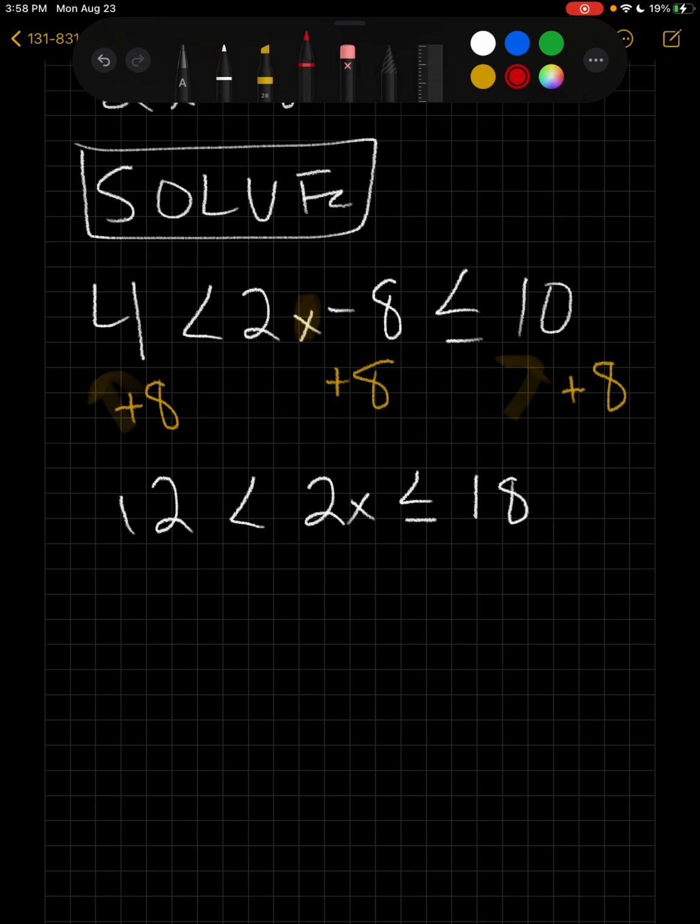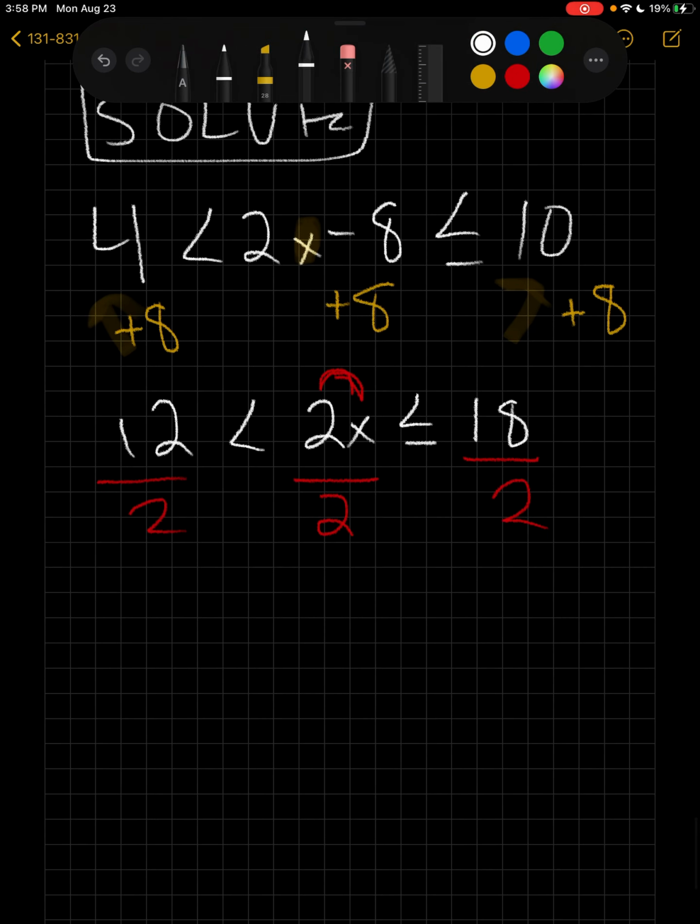And here I have 2 multiplying by x. The opposite of multiplication is division. So I'm going to divide by 2, and I'll also divide by 2 here and here. So we end up with 6 is less than x is less than or equal to 9. That's our answer.